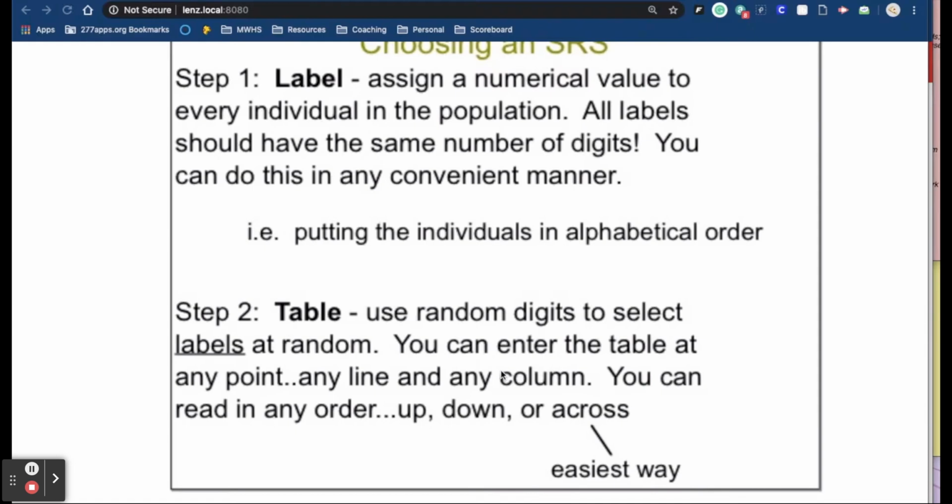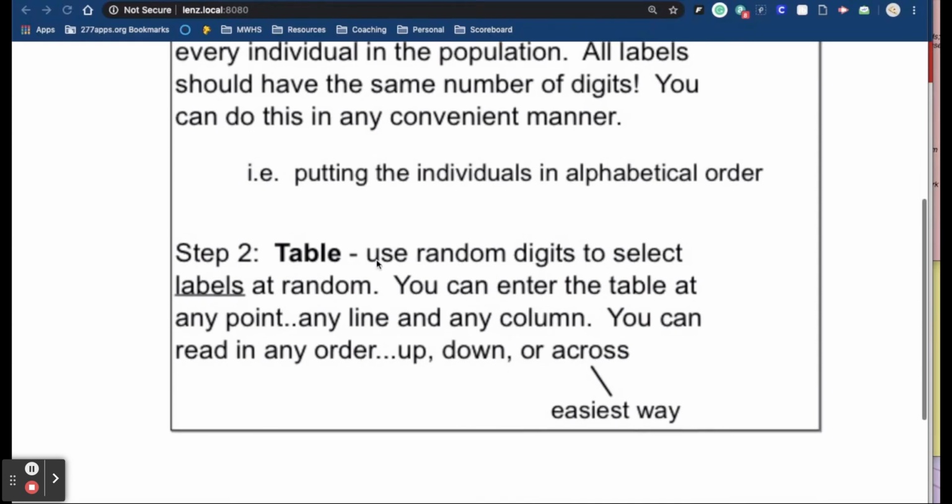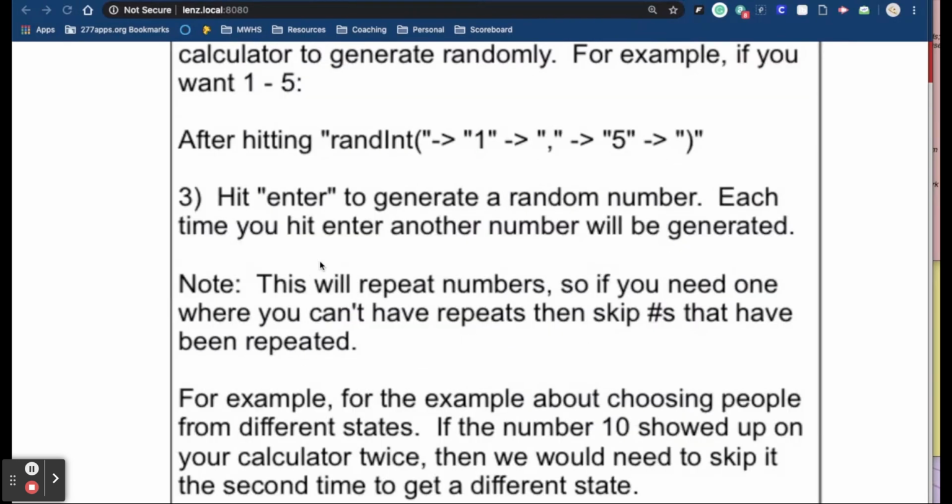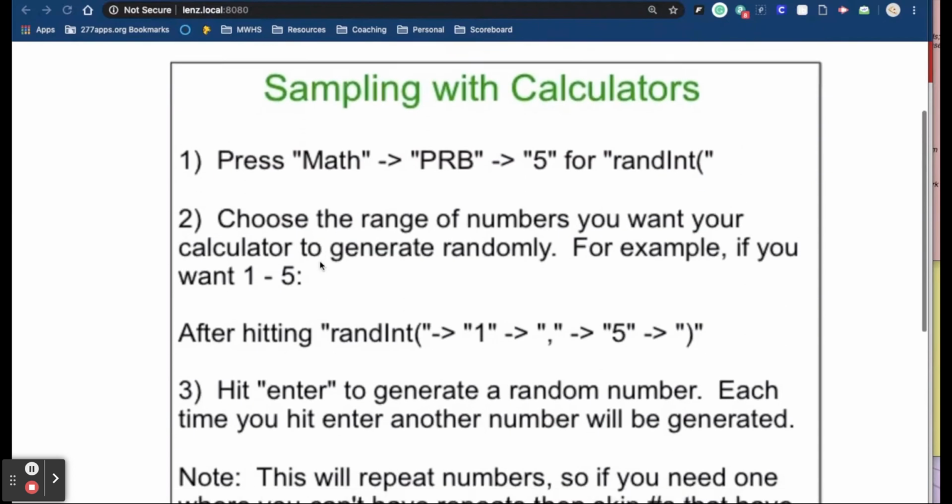Then step 2, the old-fashioned way, is that there's a table of random digits. You could Google that if you wanted to. You don't need to. I'm going to show you how to use your calculator. But before we had that technology, there was a table of random digits, and people would just look at those digits and come up with the people that they were going to sample that way. But like I've said, your calculator actually has a way to do this.